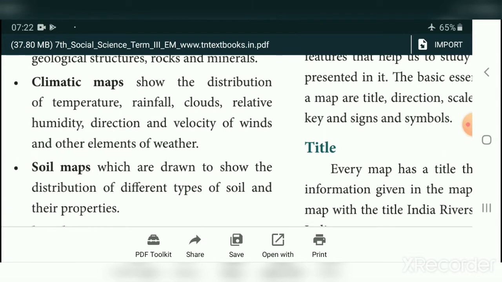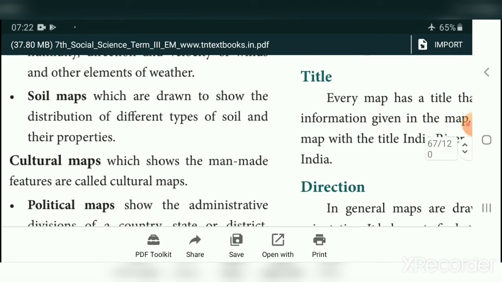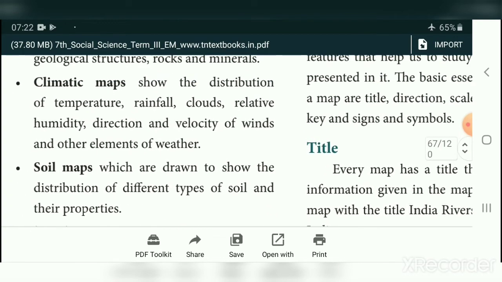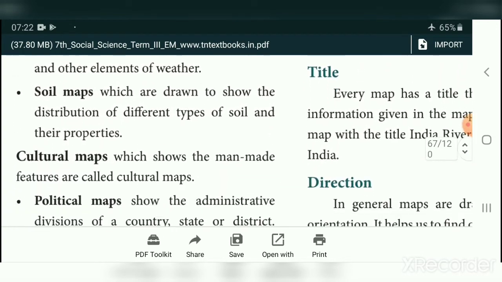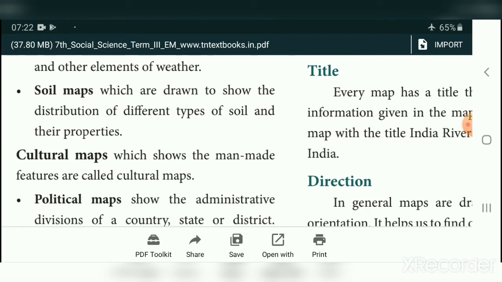Climatic map shows the distribution of temperature, rainfall, clouds, relative humidity, direction and velocity of winds and other elements of weather. This we call climatic map. Nowadays we can see the formation of cyclonic areas, cyclone affected areas, rainfall areas, isn't it? So this we call climatic map. Soil map is drawn to show the distribution of different types of soil, like alluvial soil, black soil, red soil, and their founding area. This we call soil map and their properties.